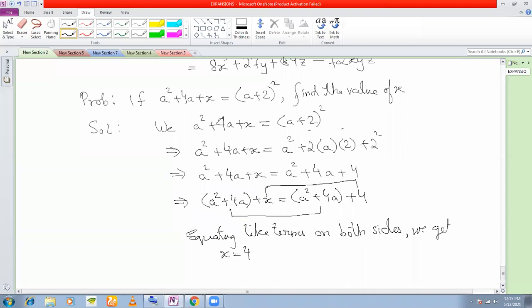So can you explain also? Which part? Tell me which part from the beginning. The last part. Yes, the last part. See, this a square plus 4a is here also, a square plus 4a is here also, right? Isn't it? So what I have done is I have taken these two within brackets, right? Because a square plus 4a is on both sides. And x I have taken separately. On this side I have taken 4 separately. So a square plus 4a has like terms, right? But x is only the unlike term on the left hand side and 4 is the unlike term on the right hand side. So what I have done is, if these two are equal, then these two must also be equal, because you have an equality sign in between. Two algebraic expressions are equal. So that is why equating like terms on both sides, we get x is equal to 4.